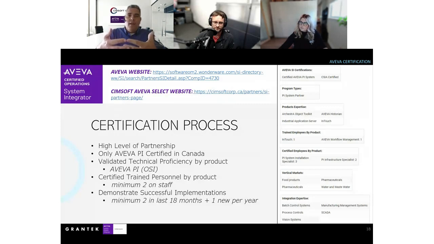Sure. So what AVEVA has is a certified program for any one of the products that AVEVA has. We have a stamp that allows us to stamp the SI that they're certified. Now, what this really means is a couple of things here. They have to take a couple of tests. So they have to have several people at their facility taking tests, and they have to score a certain amount. They have to be proven that they've run successful projects, which are vetted by AVEVA as well.